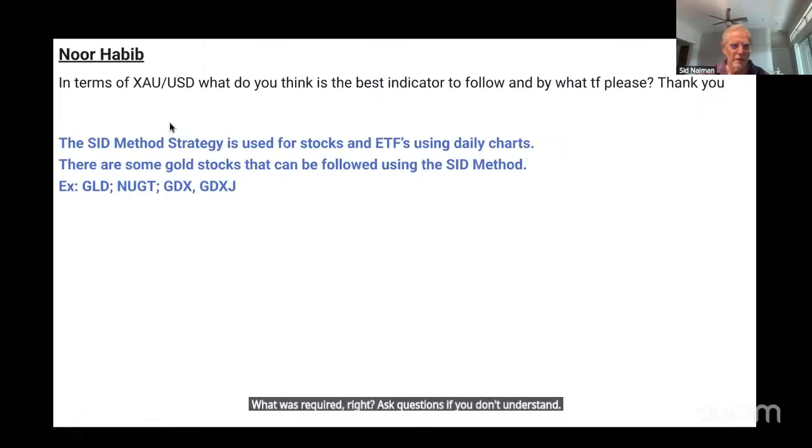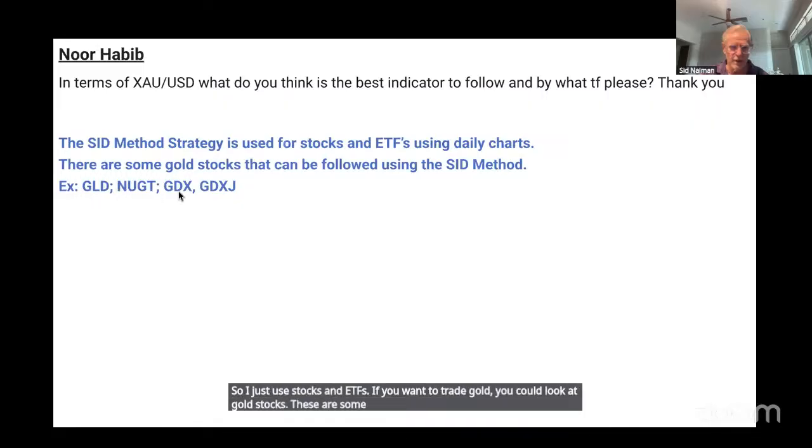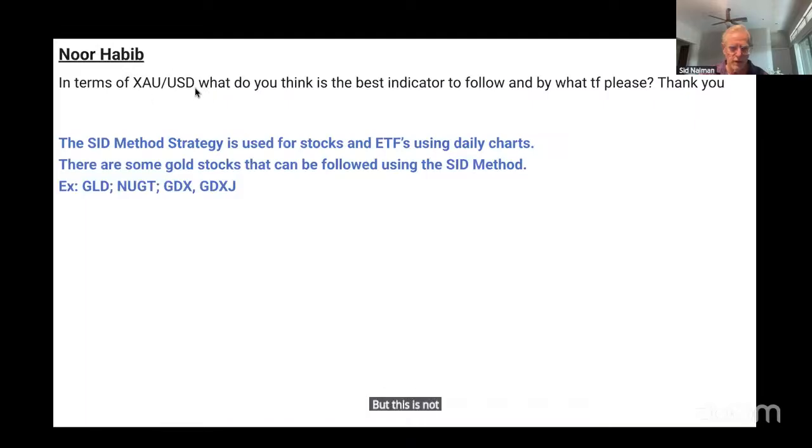All right. Nora says in terms of this, it's gold USD. We use stocks; this is a kind of Forex. So I just use stocks and ETFs. If you want to trade gold, you could look at gold stocks. These are some examples: GLD, Nugget, GDX, GDXJ. But this is a Forex. So again, we're just using stocks.